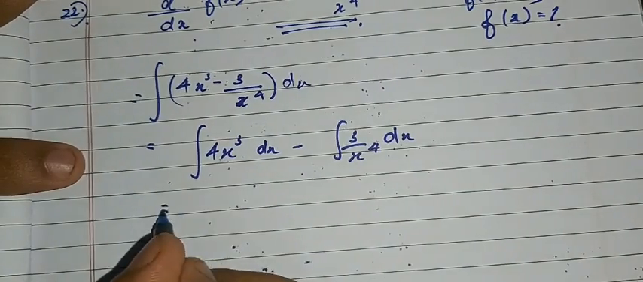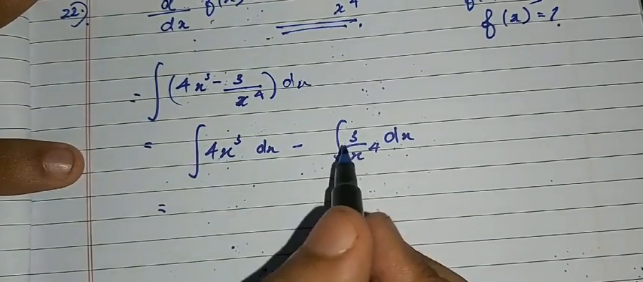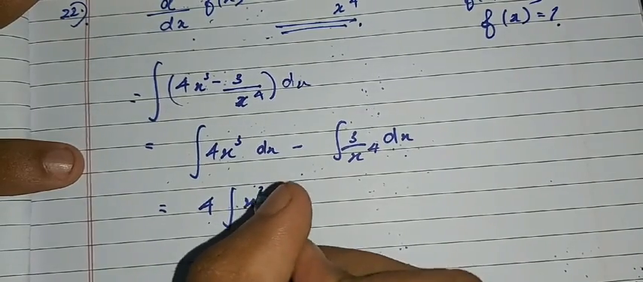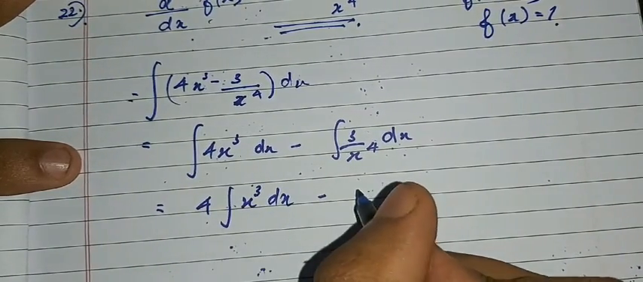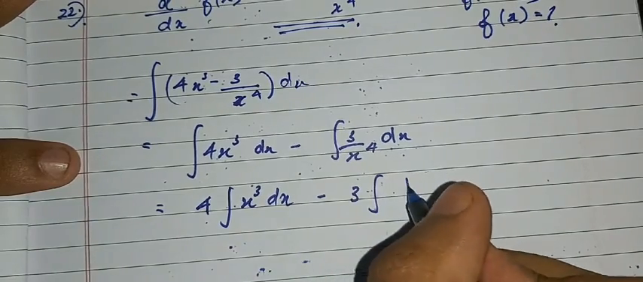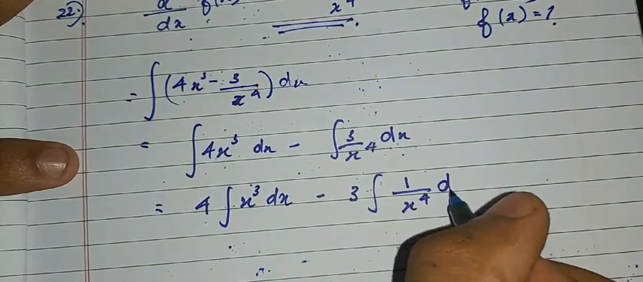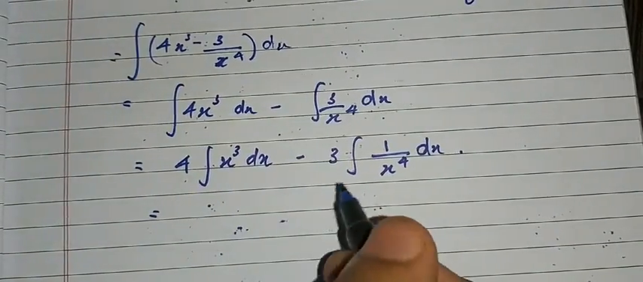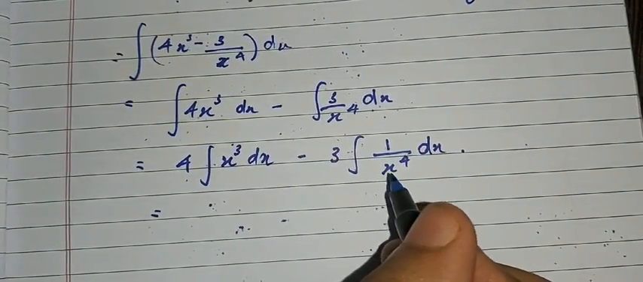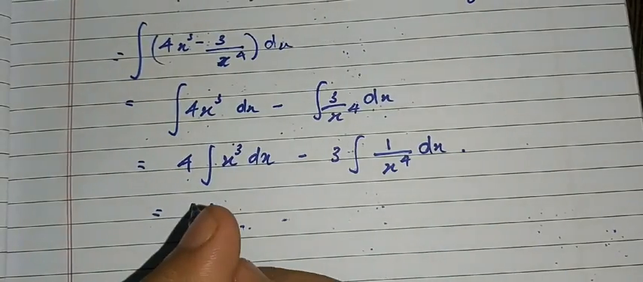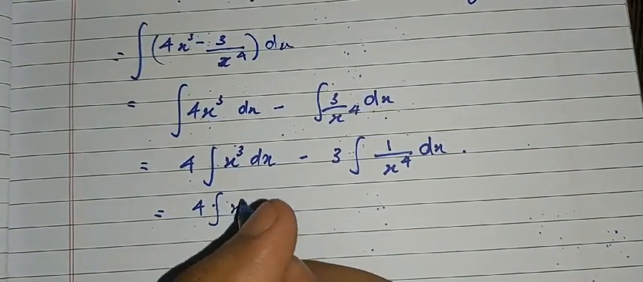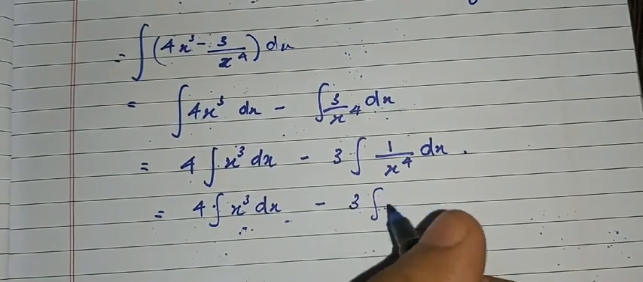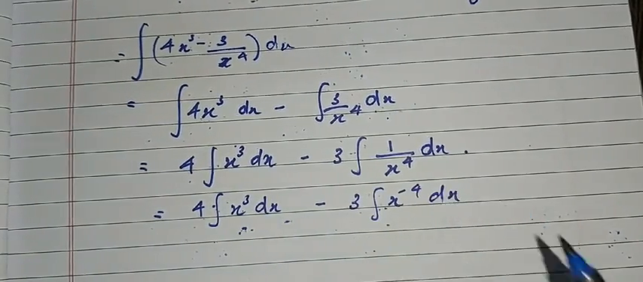Here the 4 is a constant, and 3 is a constant, so they can be taken outside. So 4 times the integral of x cube dx minus 3 times the integral of 1 by x raised to 4 dx. Now this can be written as x raised to minus 4, as you already know. So we can rewrite it as 4 times the integral of x cube dx minus 3 times the integral of x raised to minus 4 dx.